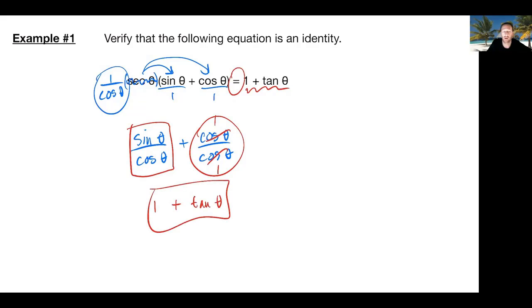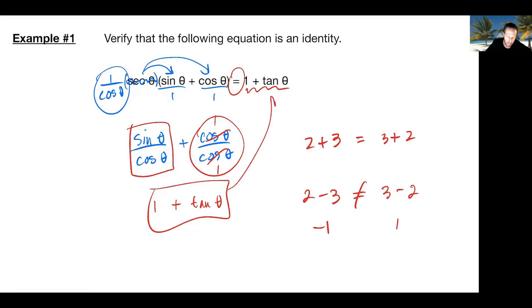And some of you might be saying, no, it was tangent theta. Same thing when you're adding 2 plus 3, that is equivalent to 3 plus 2. But remember, 2 minus 3 and 3 minus 2 are not. Okay, that would be a negative 1, and this would be a 1. So when adding, it's okay to flip-flop the order. That's called the commutative property. So whether you write tangent theta plus 1 or 1 plus tangent theta, we have proven or verified that these are identical, equal. And that's it.